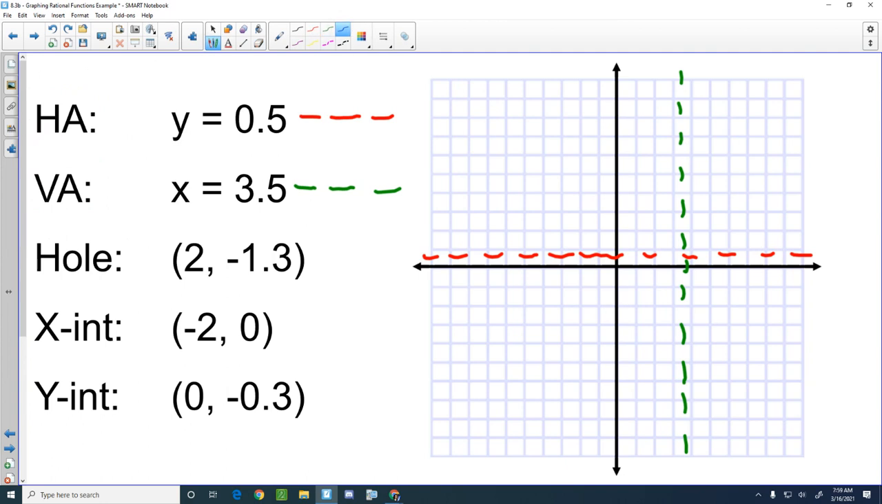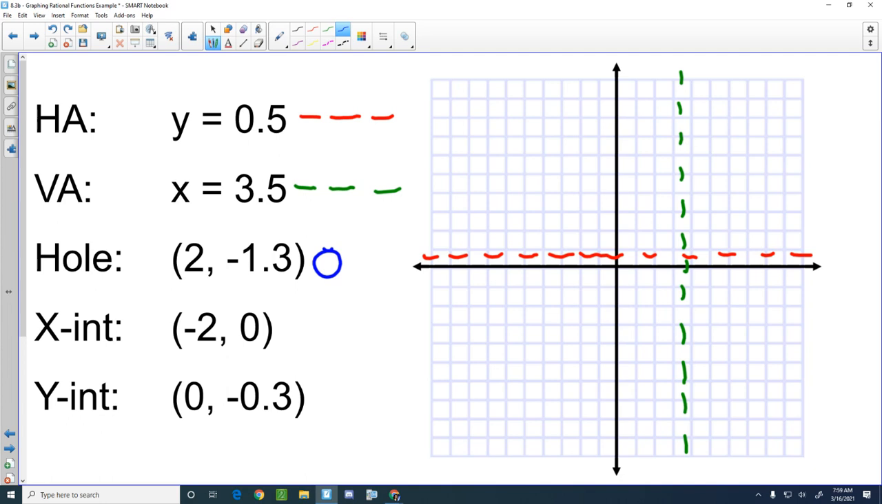Okay, next is the hole in our graph. And the intercepts. These next 3 things are all just points. They help us know where the curve is going to go. And the one thing to remember is that a hole is an open circle. I need to see that open circle. If you fill it in, that is not correct.